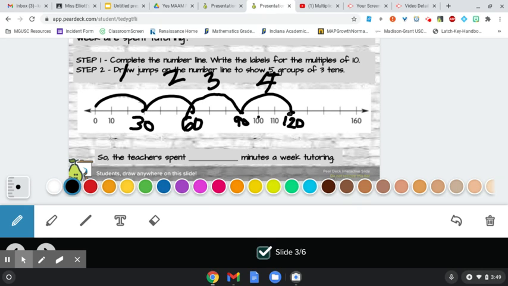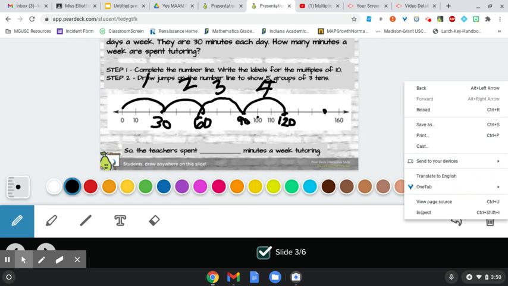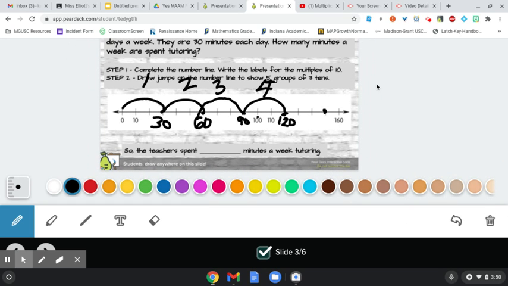So now we're going to skip count another 30. So 10, 20, and 30. I'm going to have this video paused and EdPuzzle is going to ask you a quick question on what is our final answer? How much time do the teachers spend tutoring if we spend 30 minutes 5 times a week?